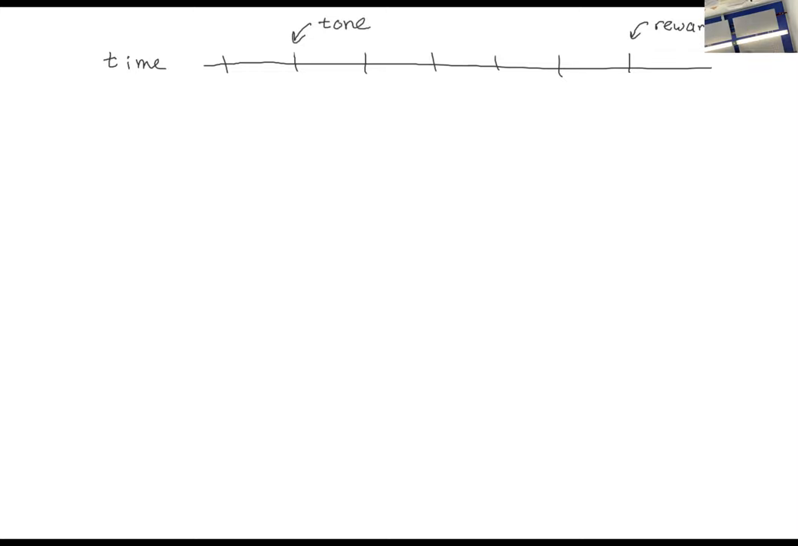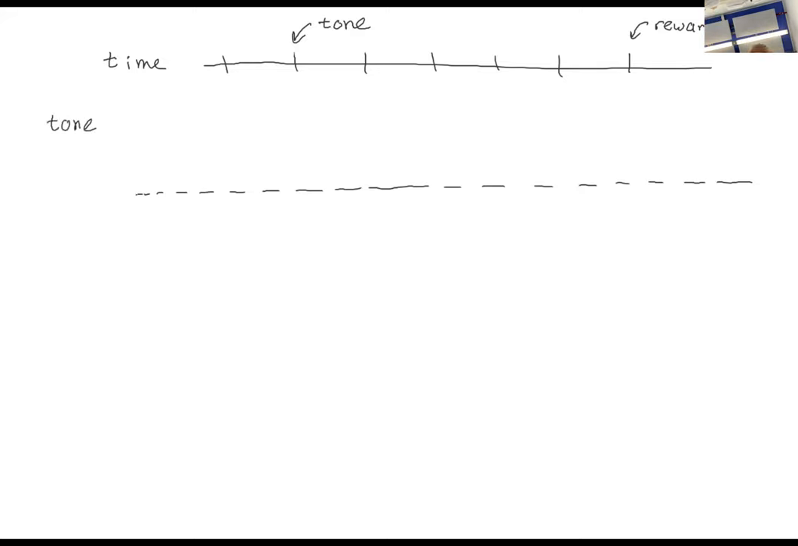We'll have a simplified version. On this axis, we're going to put time, and we're going to discretize time into bins. Each of these is a time bin. We'll assume the reward comes here, and let's say the tone comes here. We're going to ask what happens to the value in this setup. It's a little more complicated than you might think, because there are basically two states.